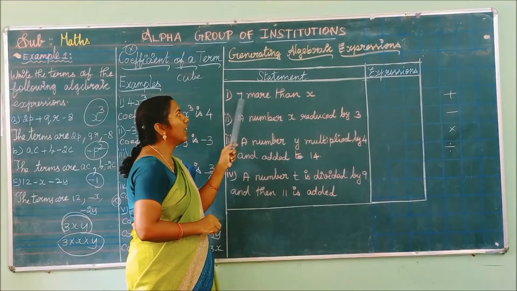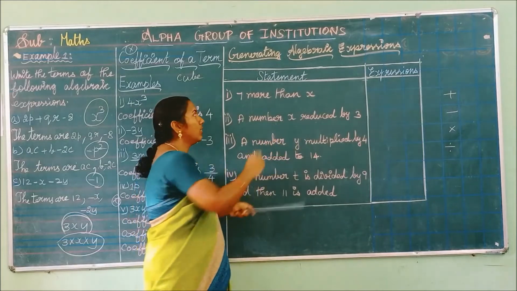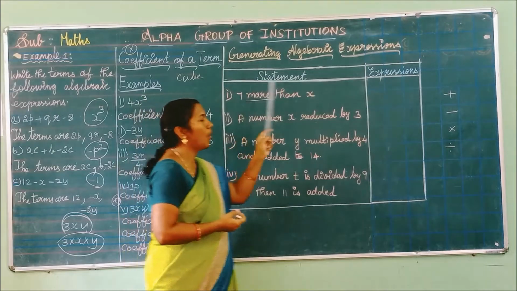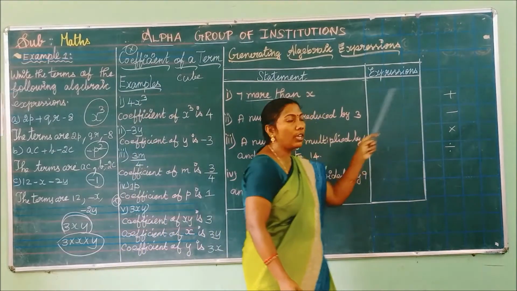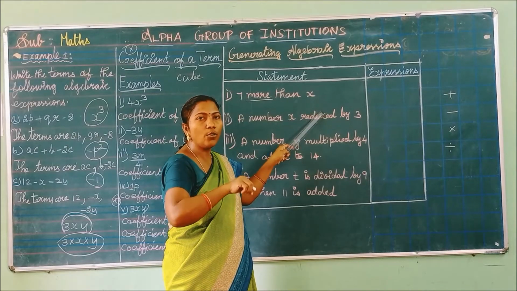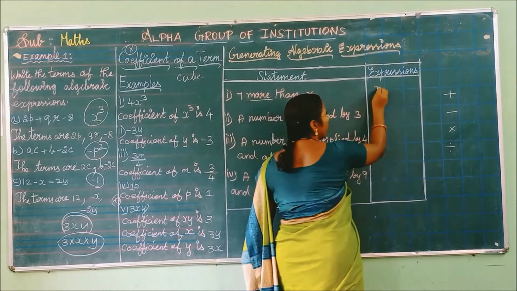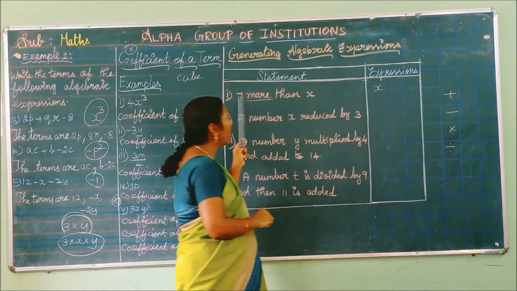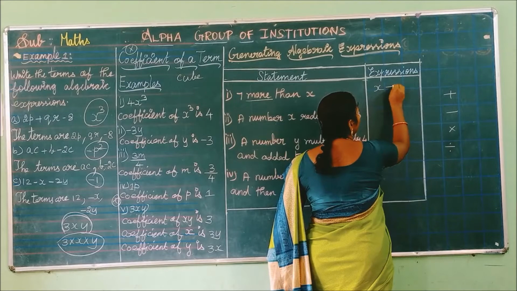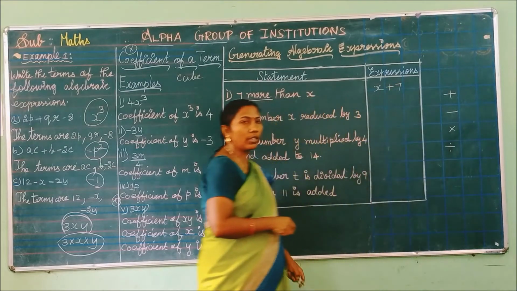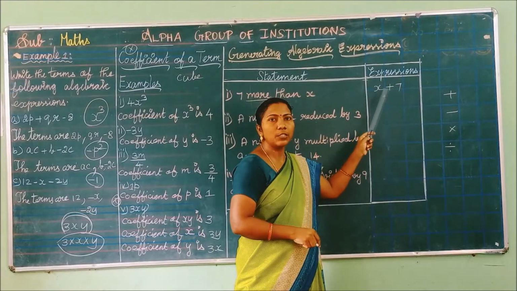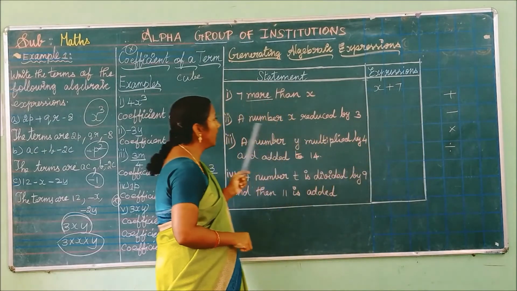See here, 7 more than x. For the phrase more than, which means increasing, you have to use the operation addition. So 7 more than x means first you have to write x. The 7 is more than x, so you have to use plus. So x plus 7. 7 more than x. So our expression is x plus 7. See the next one.